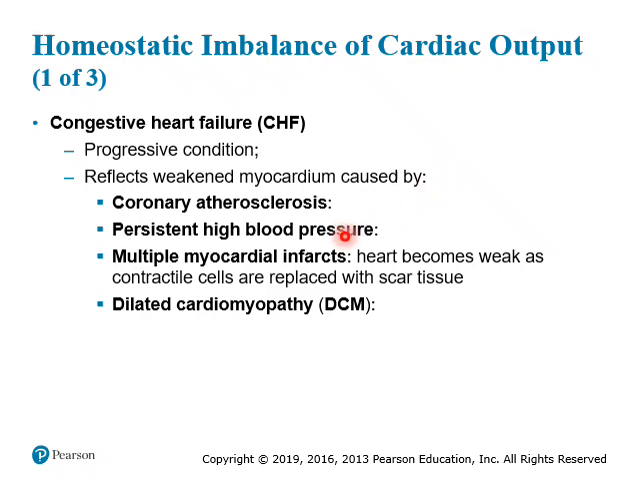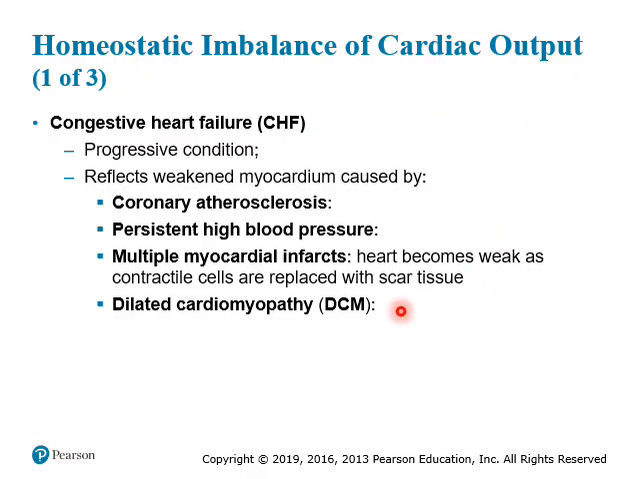And then the next one is persistent high blood pressure. Aortic pressure here is greater than 90 millimeters of mercury. It causes the myocardium to exert more force. There's chronic increased end systolic volume, and it causes the myocardium to be hypertrophic and weak. Then you have multiple myocardial infarcts. This is when the heart becomes weak as contractile cells are replaced with scar tissue.